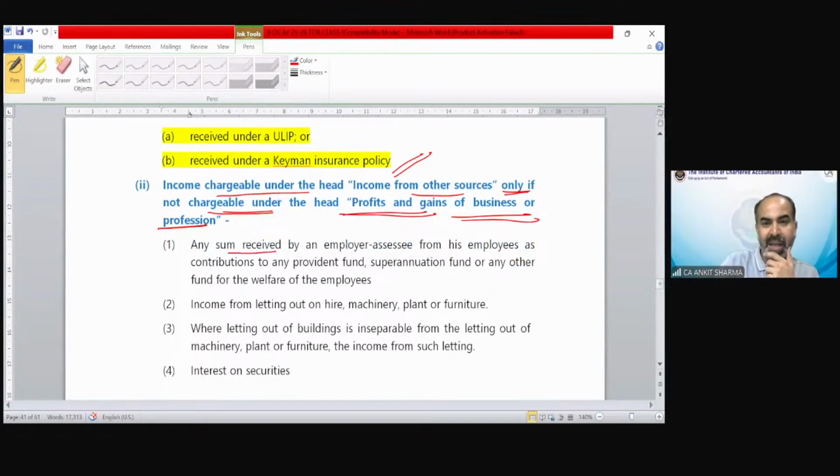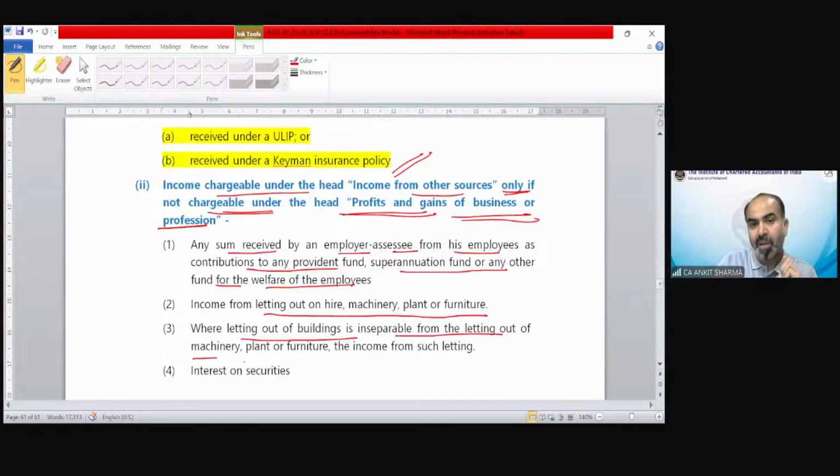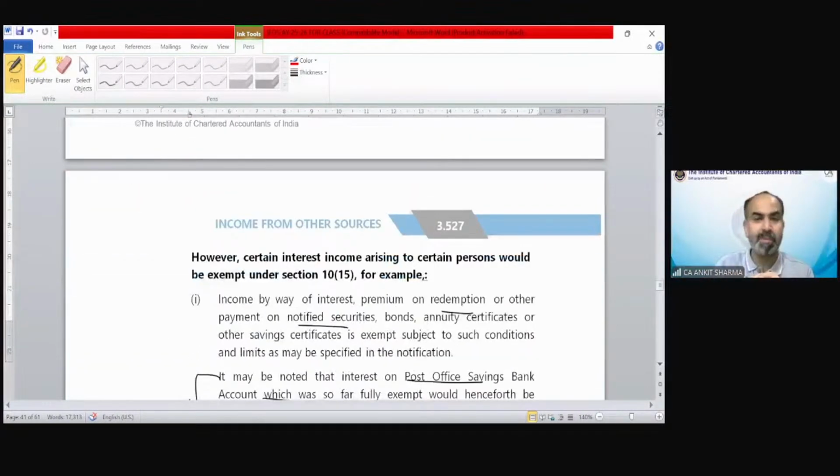Any sum received by an employer assessee from his employee as contribution to any provident fund, superannuation fund, or any other fund for the welfare of the employees. Income from letting out on hire of machinery, plant, or furniture. Letting out of building is generally income from house property, but if it is inseparable from the letting out of machinery, plant, or furniture, the income from such letting. Interest on securities: interest would be part of PGBP if it is an investment company, etc. But if it is not taxed in PGBP, then it is going to be treated under income from other sources.